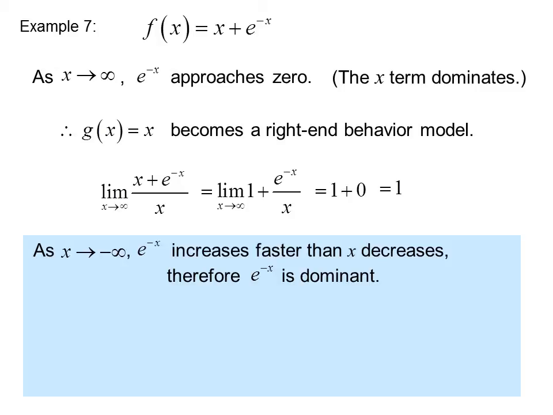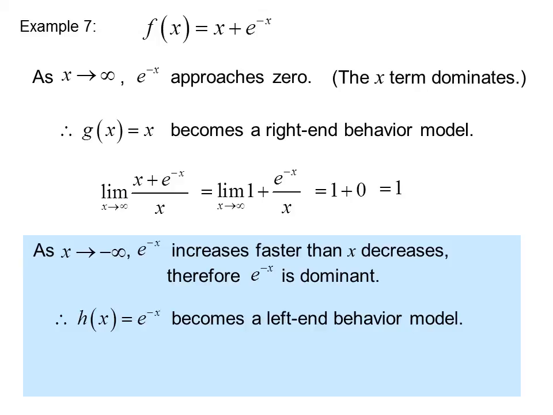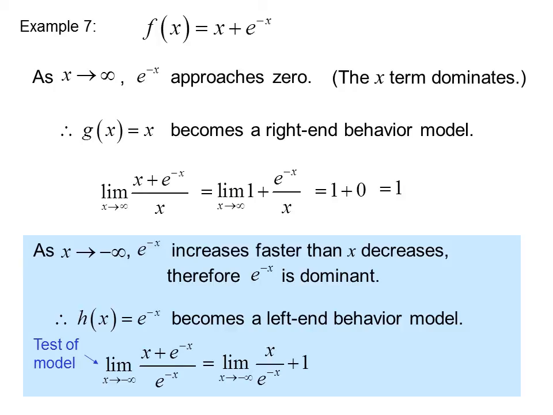As x approaches negative infinity, e to the negative x then has a positive exponent, so e to the negative x increases faster than x decreases. Therefore, e to the negative x is dominant. Therefore, h of x equals e to the negative x becomes a left-end behavior model. Once again, we can test it. We take the limit as x goes to negative infinity of x plus e to the negative x over e to the negative x, which is the limit as x goes to negative infinity of x over e to the negative x plus 1, or 0 plus 1. The first term becomes 0 because the negative signs cancel out, and so the denominator is getting very large very fast. So our model is correct.